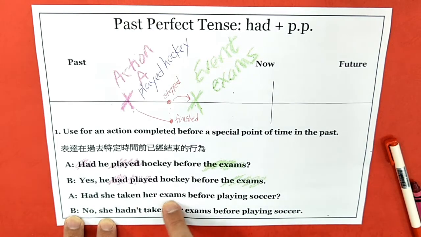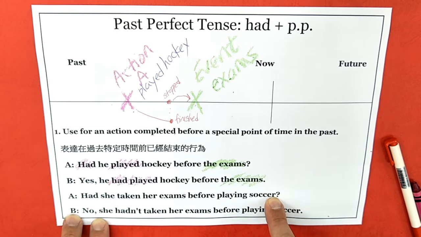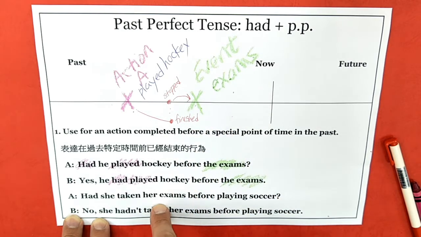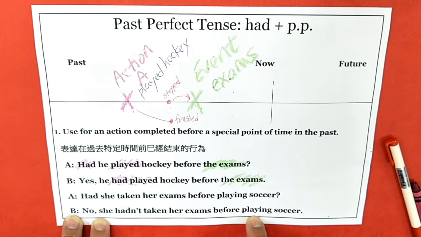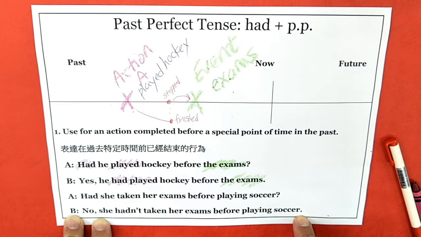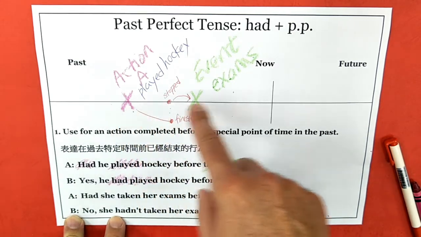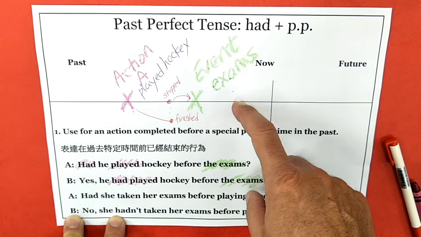All right, let's look at a negative sentence. Had she taken her exams before playing soccer? The event is playing soccer. The action is taking the exams. No, she hadn't taken her exams before playing soccer. Okay, so once again, we have an action that happens before an event or a time in the past.